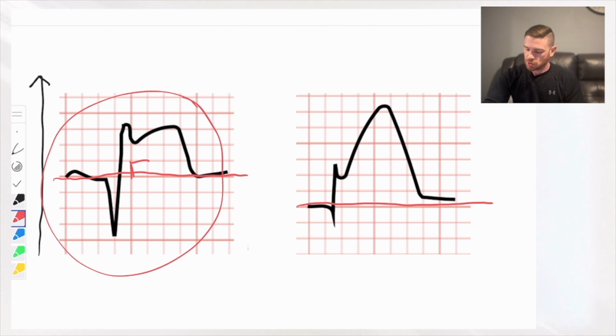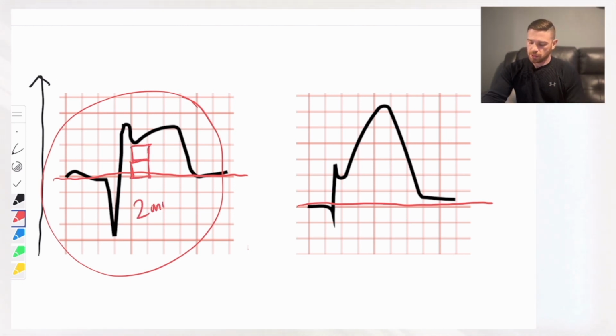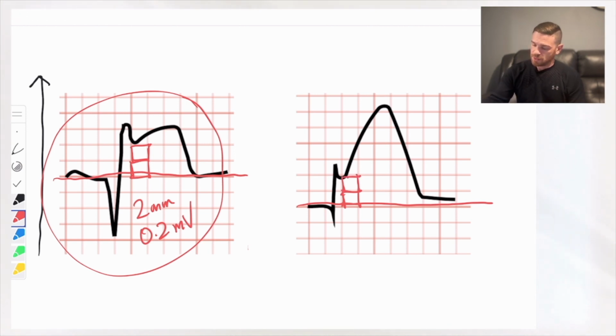So in this one, we see there's 2 boxes. That would be 2 millimeters of ST elevation or 0.2 millivolts of ST elevation. Those two things mean the same thing. Same with this one. If we look here, we see that there's about 2 boxes that we can fit in there, and that would be the same 2 millimeters or 0.2 millivolts, right?